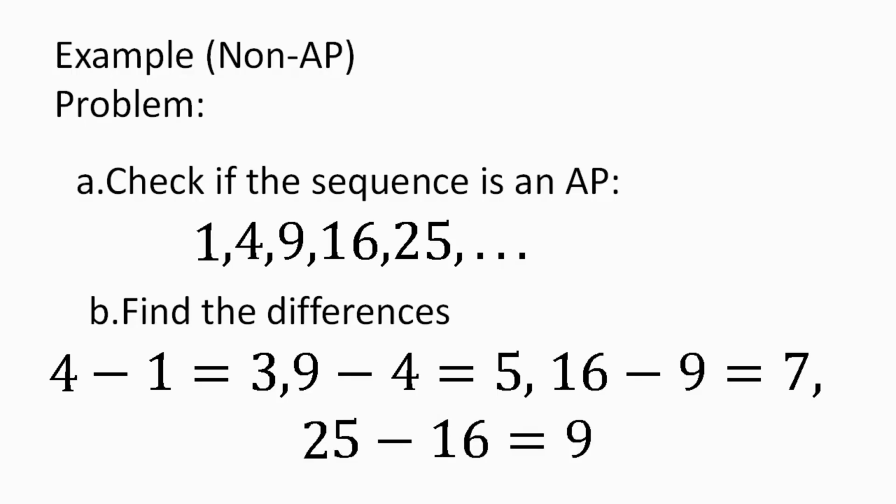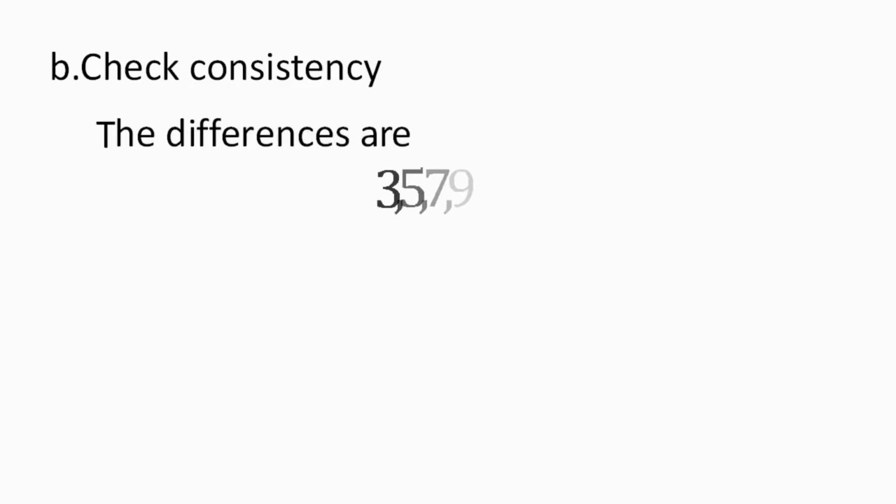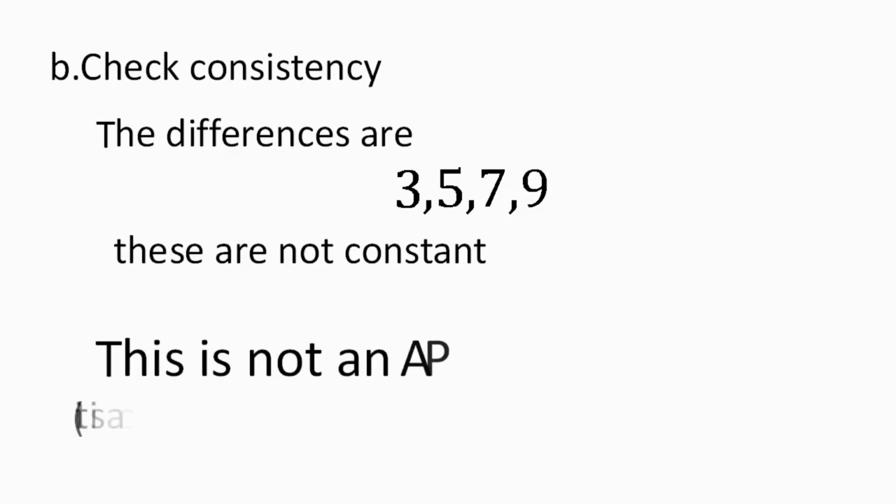And so on. The next step is to check if the differences are consistent. That means all the differences have to be the same. In this case we see that the differences are 3, 5, 7, 9, which is clearly non-consistent. Hence this is a non-arithmetic progression. If you observe closely, this is a sequence of perfect squares.